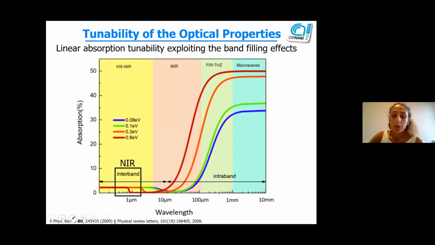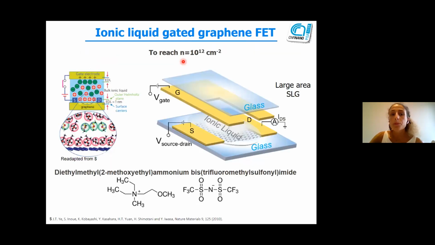For this study, we concentrated in the near infrared range where interband transition dominates, and to see sizable effects, we need to move the Fermi level up to hundreds of milli-electron volts. Such a carrier injection to reach a density of the order of 10 to the 12 can be easily obtained by ionic liquid gating, as has been described this morning. Specifically for this work, we use this ionic liquid.